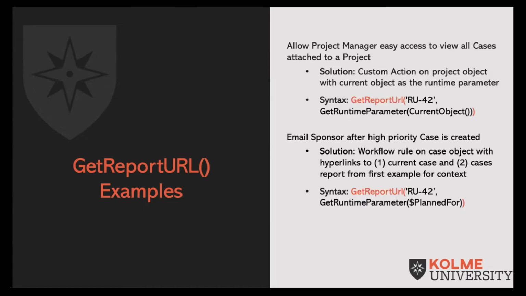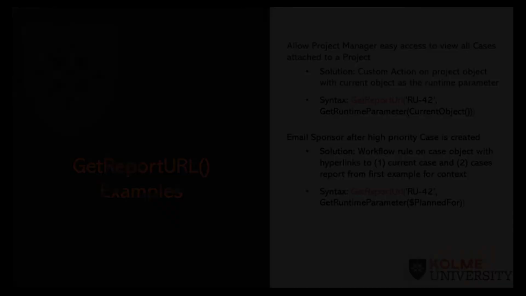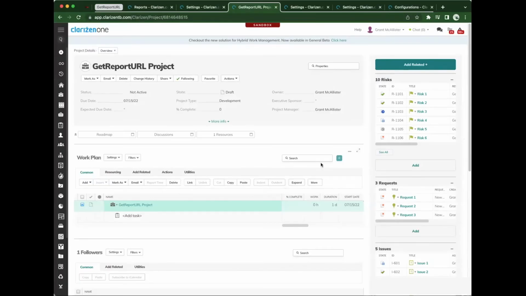And here is the syntax for both of these examples. Oh, okay, I see. You're using the getRuntimeParameter function to point to the current object for the first one, which would be the project, right? And planned for the second one, since it runs on the case object, we need to tell Clarizen which project it is connected to, and that's how we use plan for. Yeah. All right, let's have a look at these in Clarizen.